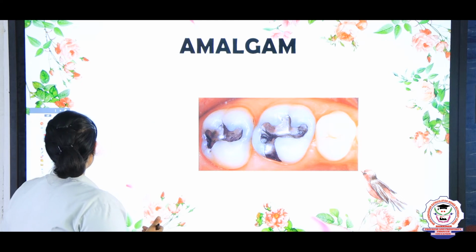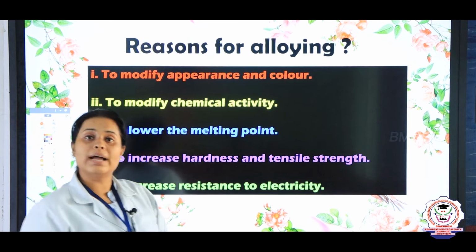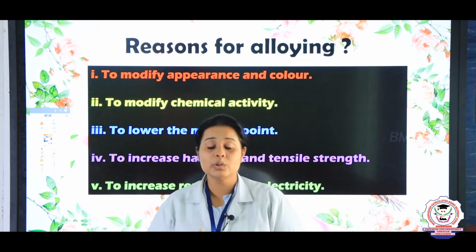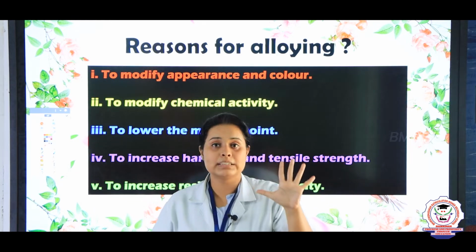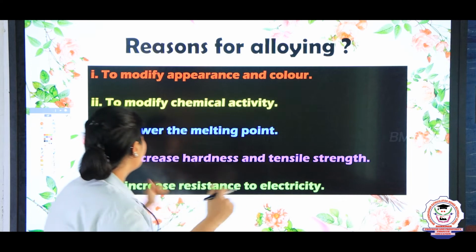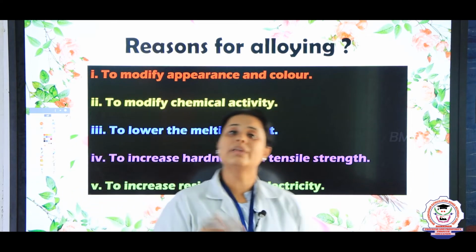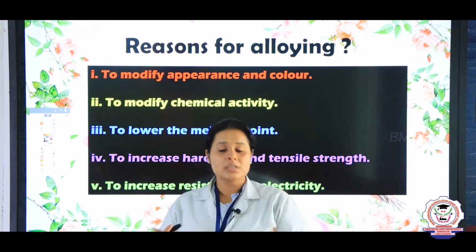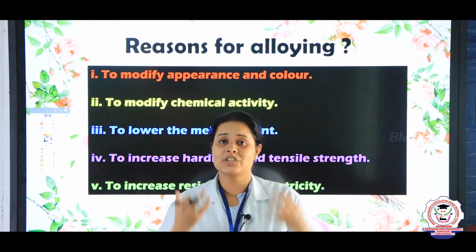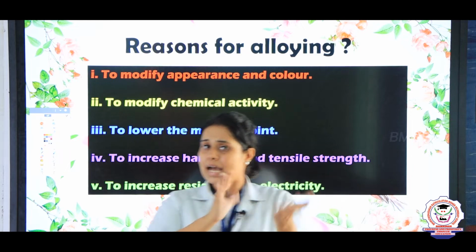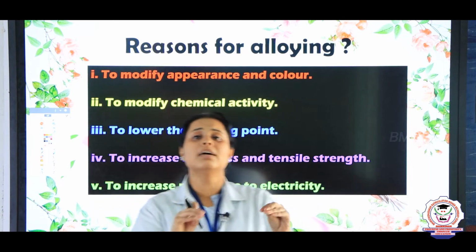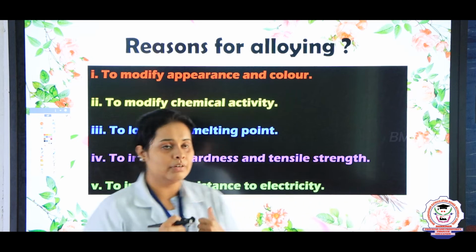Same way children, here we should know why generally we are doing alloying. So there are 5 things we should know about alloying. The first thing is it will modify the appearance and color. So whenever you are seeing an alloy, for example bronze, bronze looks so beautiful, right? It shines, then it has some metallic character and it serves a beautifying objective, right?